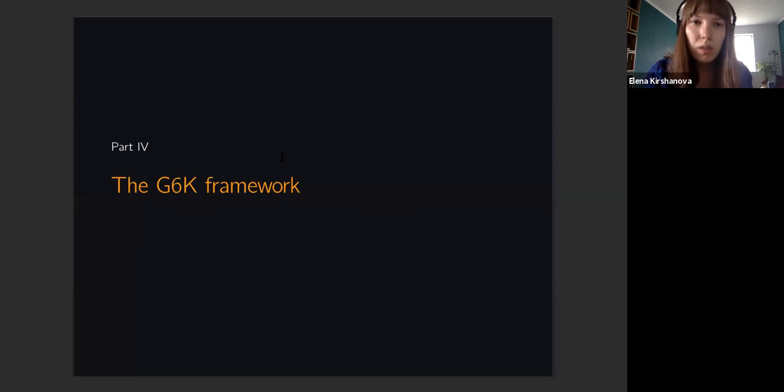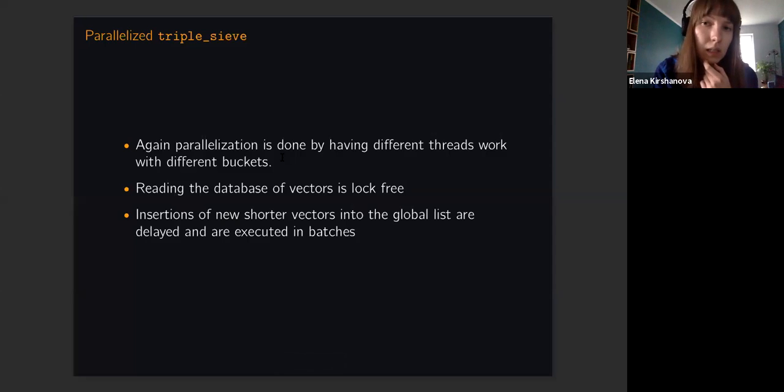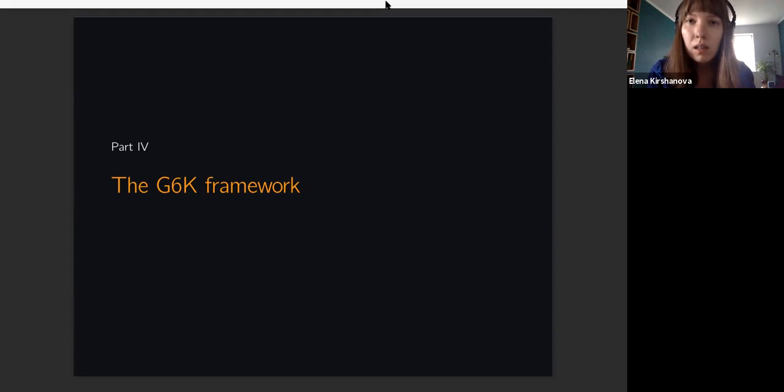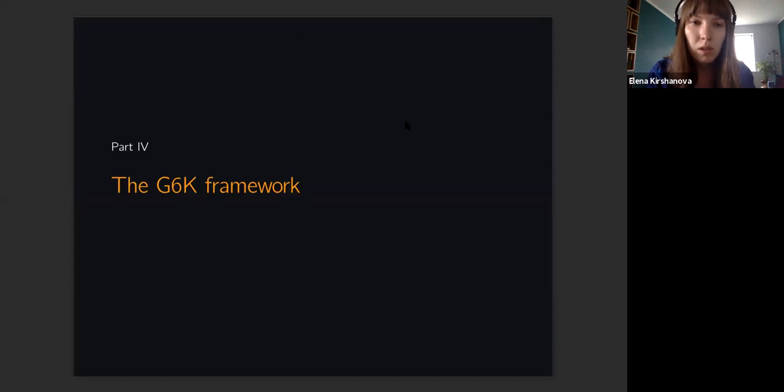So if there are questions regarding the internals of the SVP solvers, it's a good time to ask, because now I want to move to the part of the talk where I do not consider this. I'll go to what we're actually doing with these implementations of the sieves. I see no questions. I will continue.